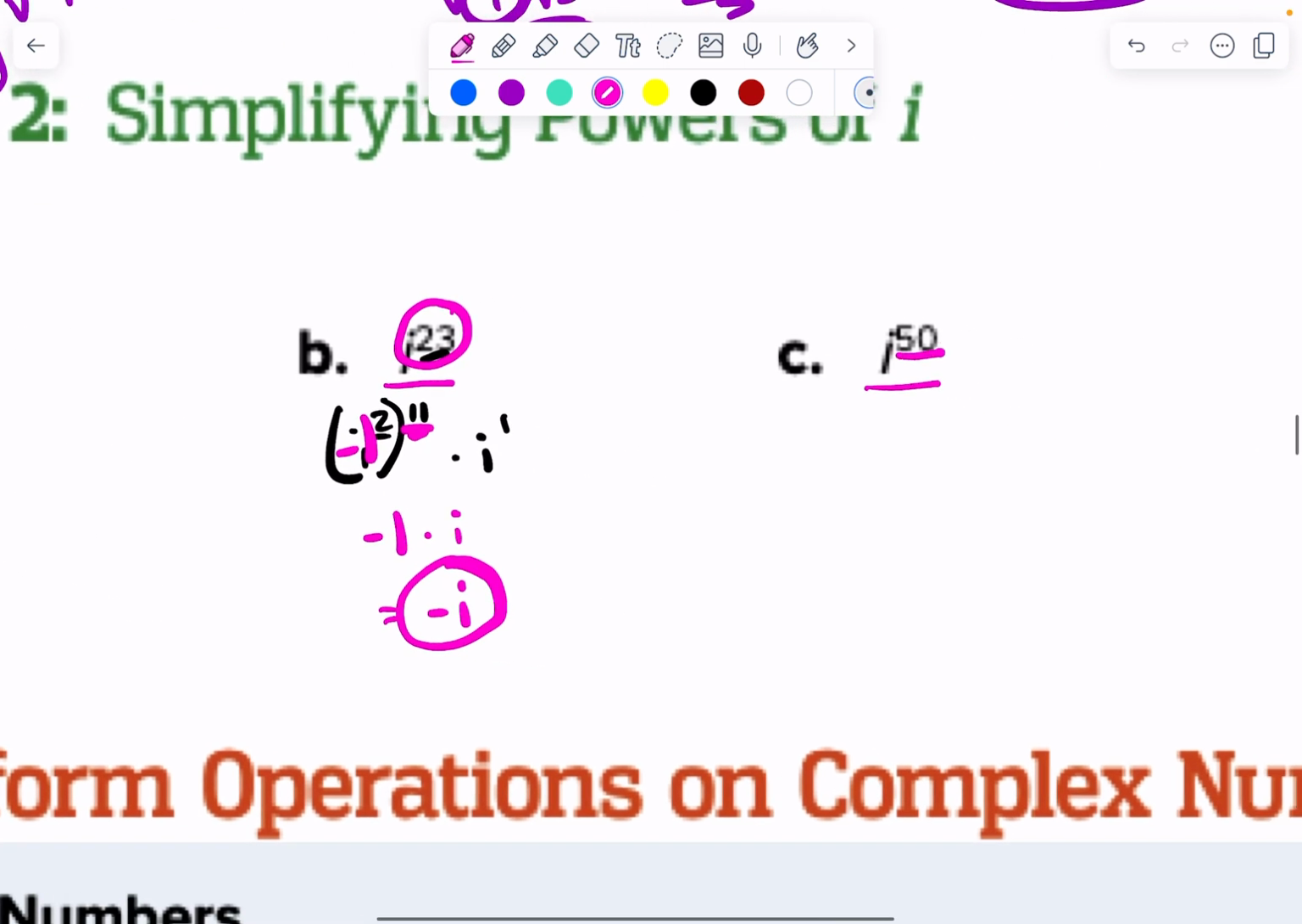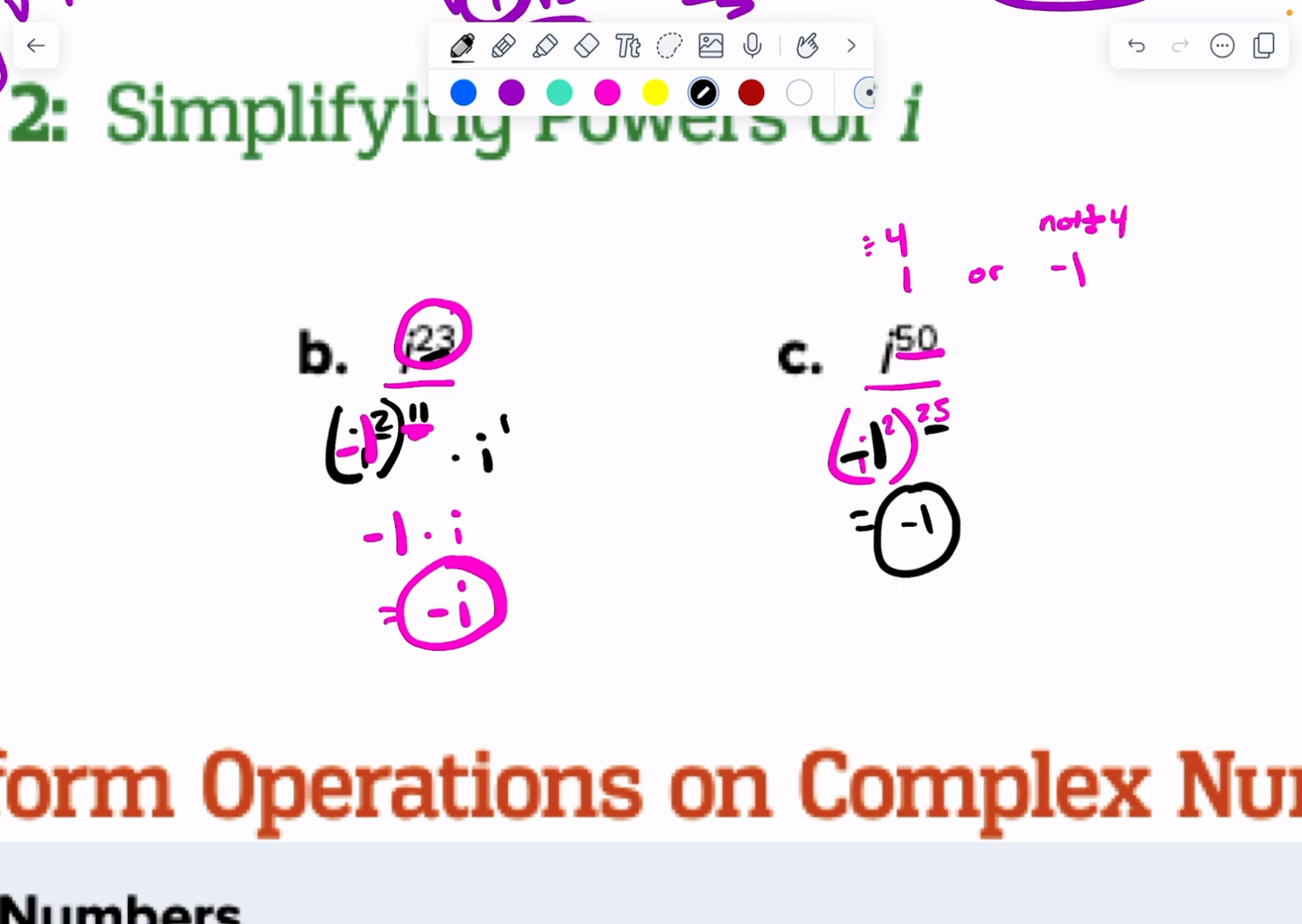Okay, i to the 50th, I know it's going to either be 1 or negative 1. Okay? If it's divisible by 4, it's going to be 1. If it's not divisible by 4, it's going to be negative 1. Let's see what it ends up being. i squared to the 25th power will give me 50, right? This is negative 1. I don't know if you can hear me. I hope you can. Negative 1 to the 25th power, times itself 25 times, will stay a negative 1. So it is not divisible by 4, right? 50 doesn't divide 4 evenly. It will stay a negative 1.